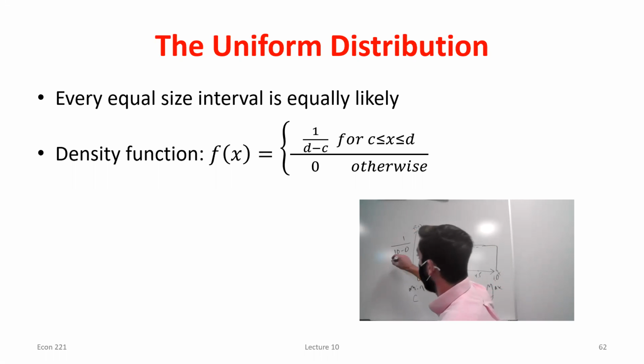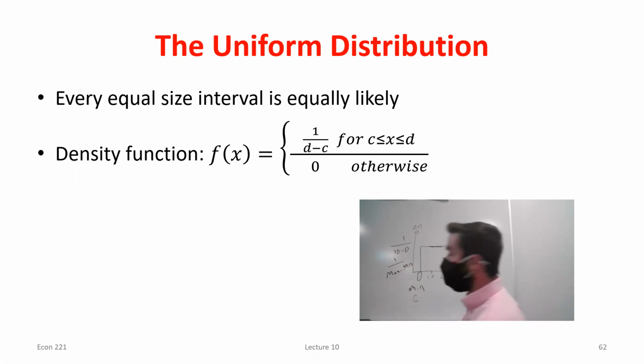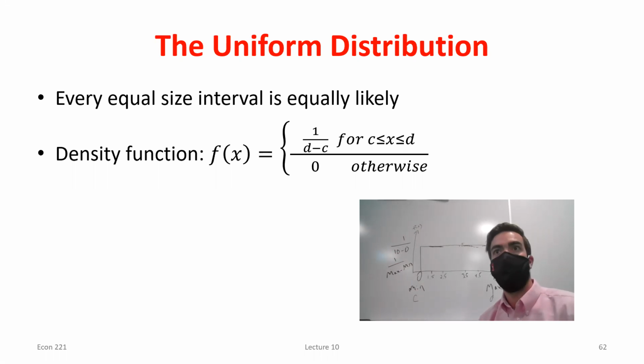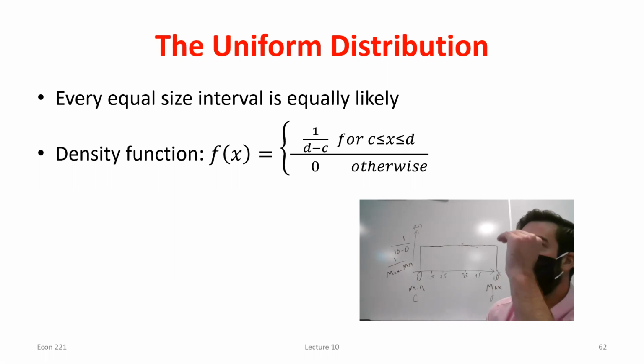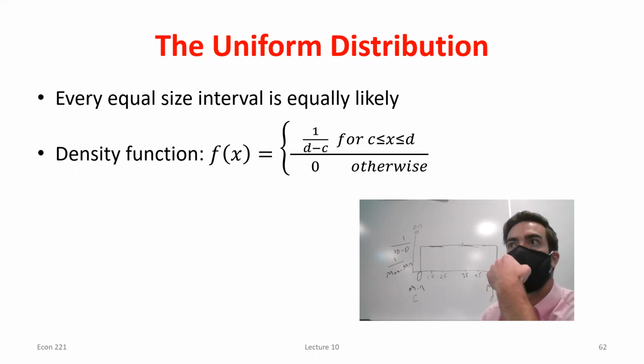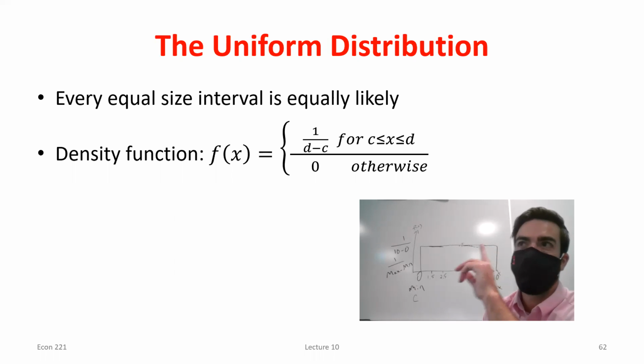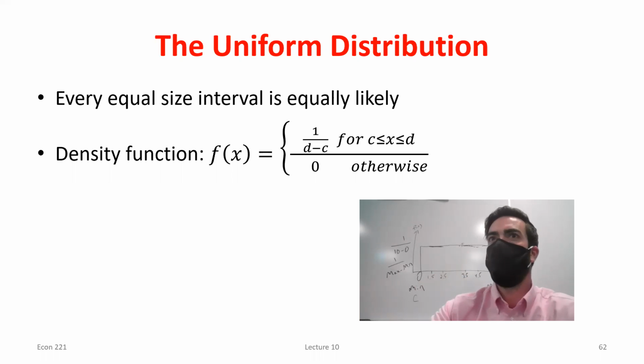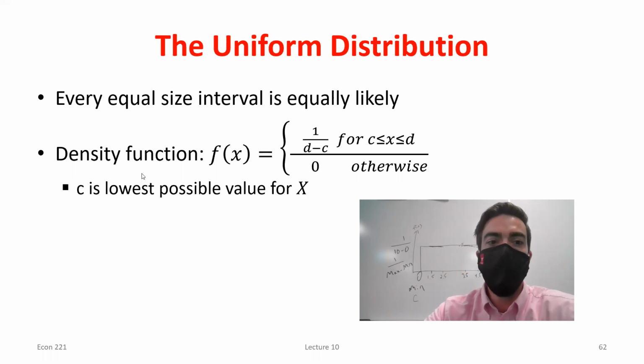Here d and c are 10 and 0, or 1 over the maximum minus the minimum, right? That's going to tell us what the height of that uniform distribution would be. I think this will make a little more sense in just a second once we get to thinking about how we find probabilities over certain intervals.